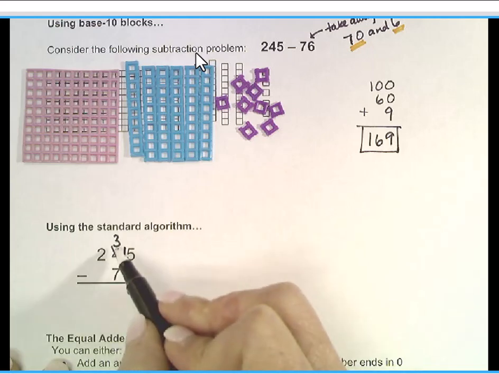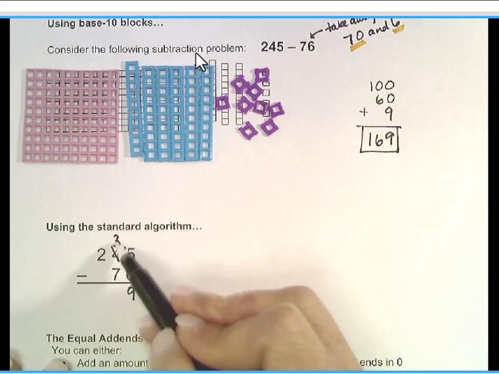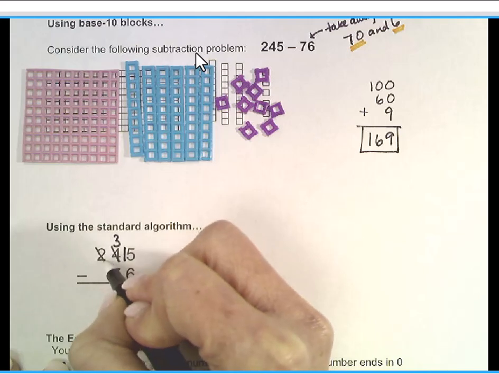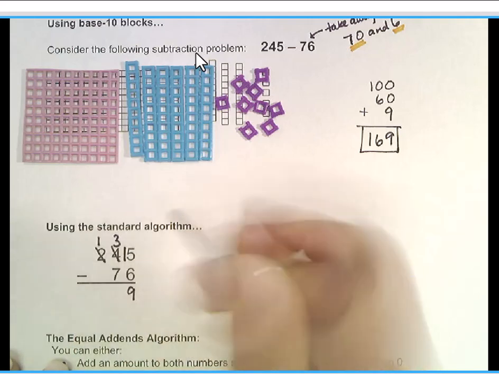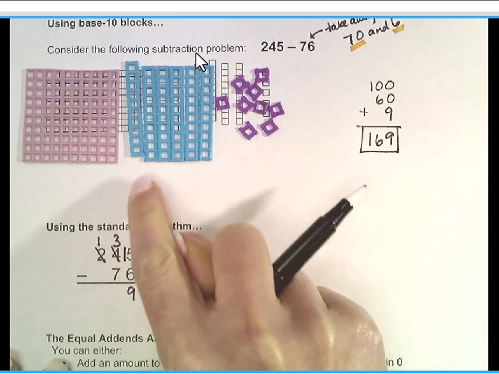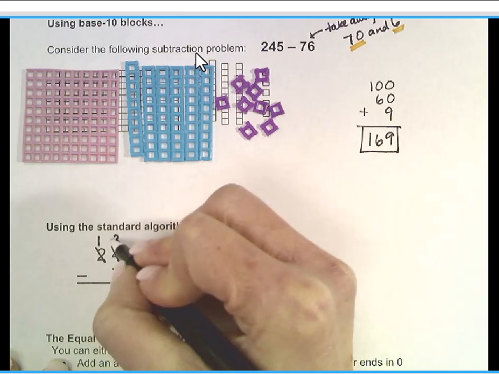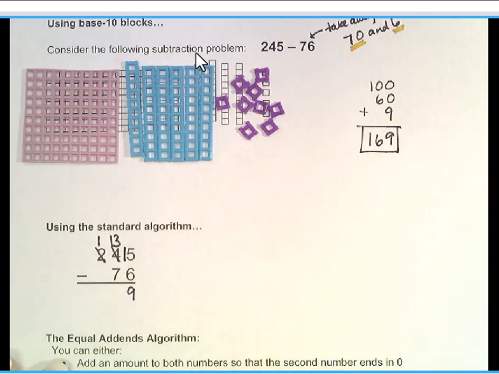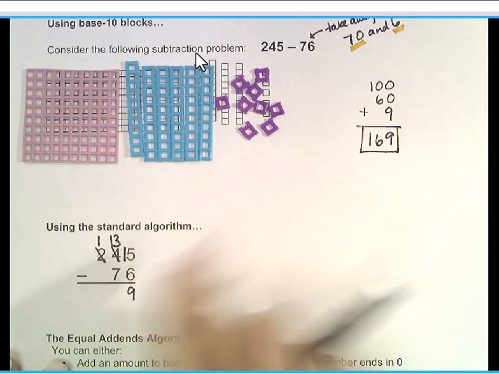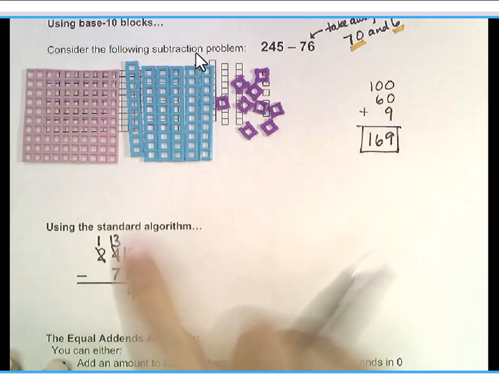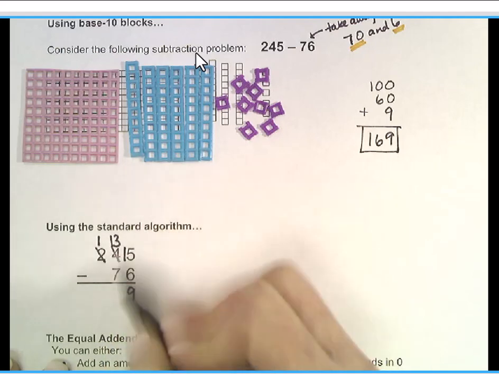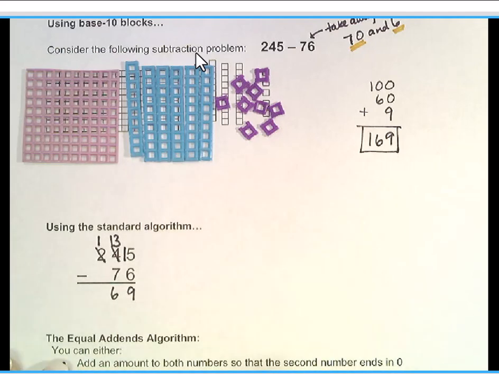And then I don't have enough blues to take away 7. I only have 3. So you borrow from the hundreds, leaves you with 100, which is what's left. And when we add those 10 over here, we're going to have 13 ones, which I think we had 14 because we did the 70 first and then the 6. But you'd have 13 of these ones. If you take away 7 of them, you'd be left with 6. So you have 9 purples, you'd have 6 blues, and then 1 pink left. And so that explains kind of the regrouping that we did.